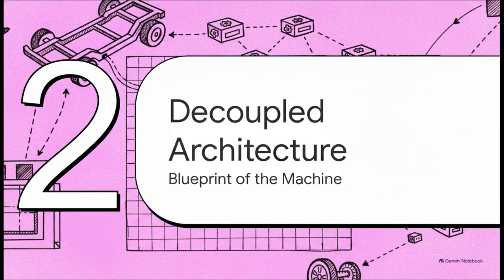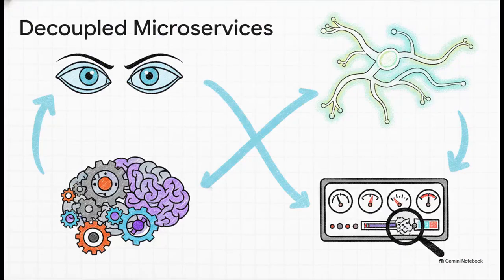All right, moving on to Section 2, Decoupled Microservice Architecture, the blueprint of the machine. To really wrap our heads around this architecture, I like to use a biological analogy. The system is split into 4 main decoupled components. First up, the Chrome scraper. These are the eyes of the operation. It uses a mutation observer to actively grab live game results straight from the browser's DOM without any lag.